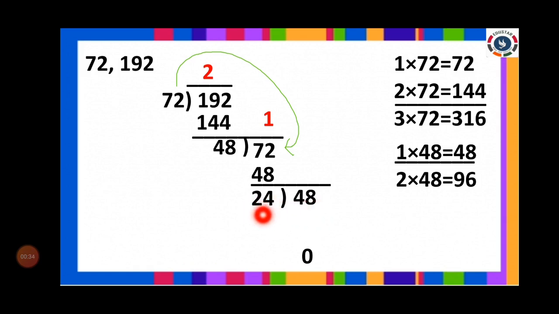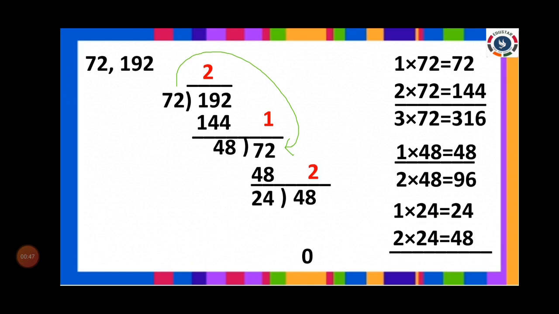How many 24s are there in 48? Again you write the 24 table. 1 24 is 24, 2 24s are 48. You get the answer 48, isn't it? So how many times? 2 times. That 2 you write at the top, then 48 at the bottom, then subtract the values and you get 0. Dividing like this, you get up to 0 remainder.